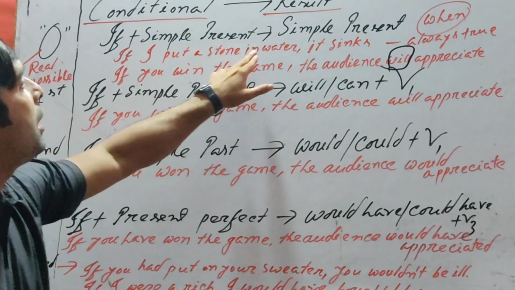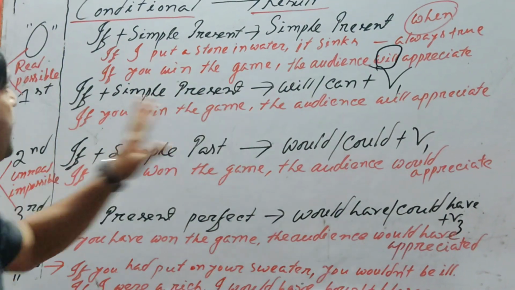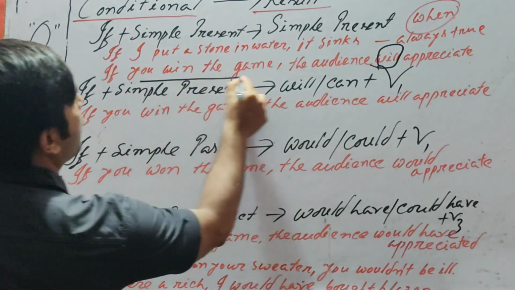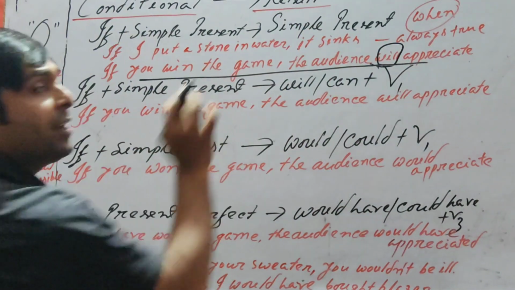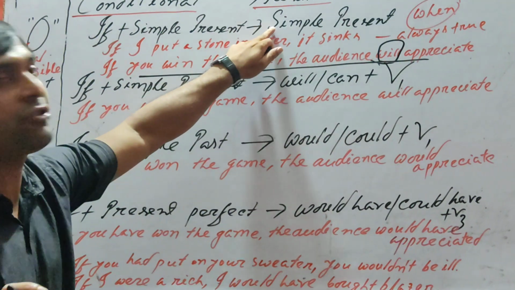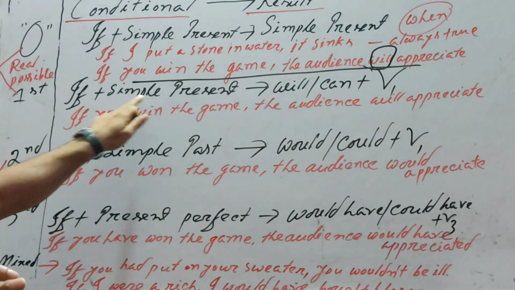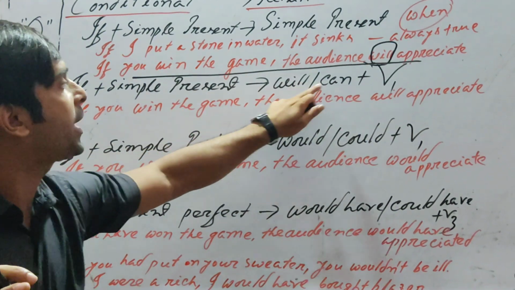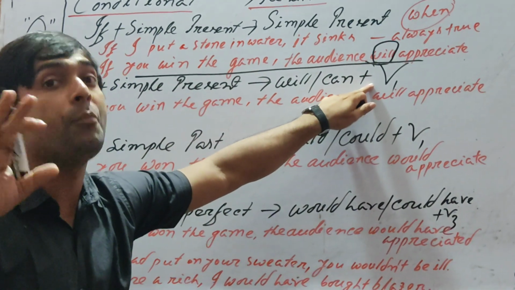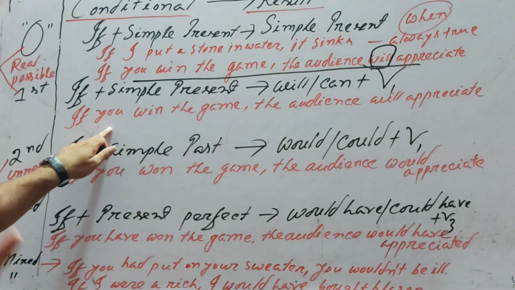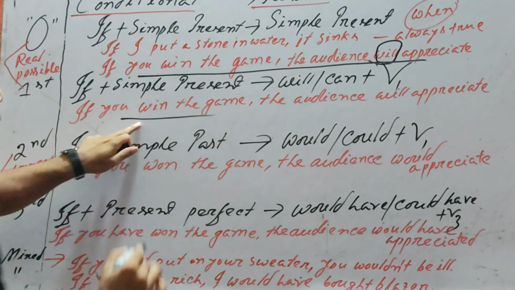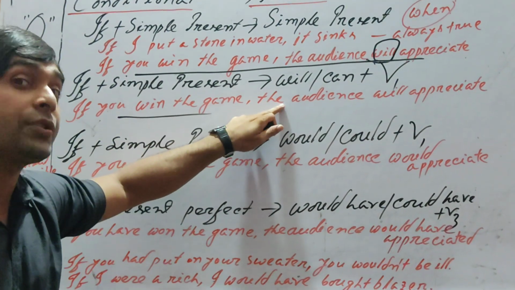In the same way, I have written an example. If I put a stone in water, it sinks. The other one is not correct for zero conditional because it doesn't go with the structure. So it goes with the first conditional: if plus simple present, will or can plus the base form of the verb. In the same way I have arranged such a sentence. If you win the game, the audience will appreciate.